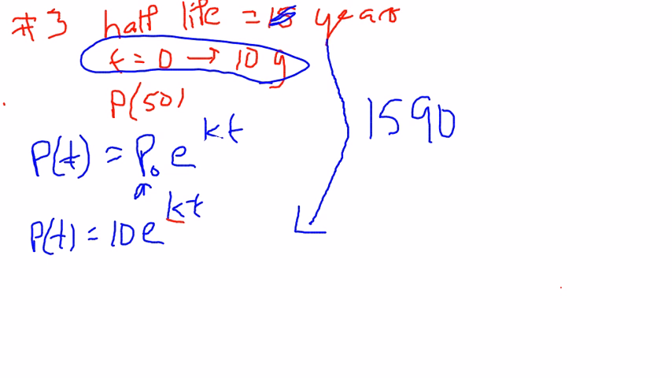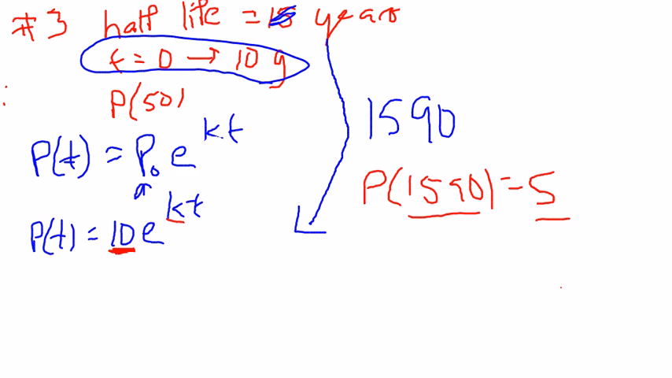Anyway, what that tells me is that half of the radioactive substance will be gone after that many years. So if P of T models the amount of radioactive substance over time, and I start with 10, then half of that gives me 5. So this right here tells me that P of 1590 is equal to 5. So I'm going to plug that in here. This is my T value, that's my P value.